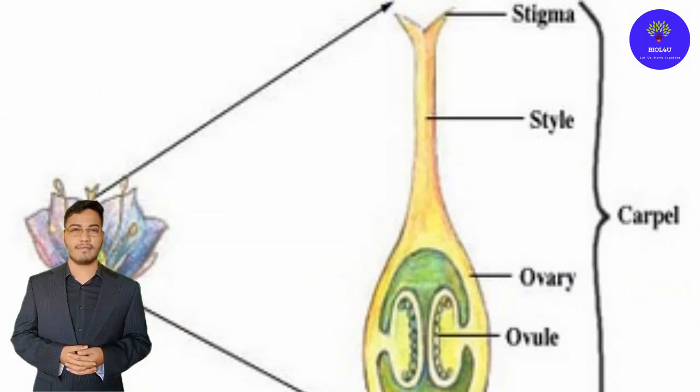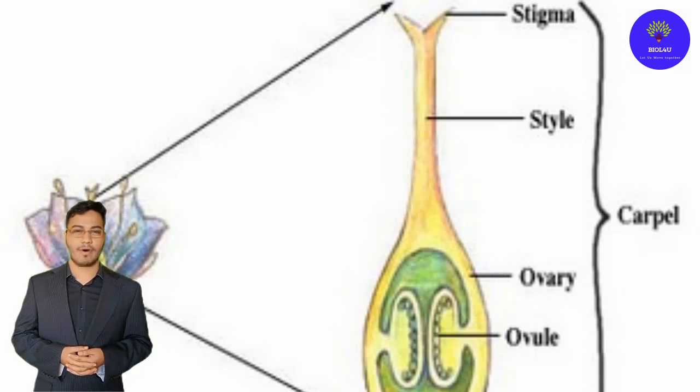Gynoecium. The gynoecium is the female reproductive part of the flower, and is made up of one or more carpels. A carpel consists of three parts, namely stigma, style and ovary. The ovary is the enlarged basal part, on which lies the elongated tube, the style. The style connects the ovary to the stigma. The stigma is usually at the tip of the style, and is the receptive surface for pollen grains.